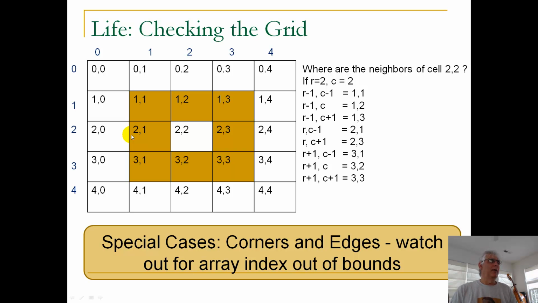So here's a very small 2D array. Is this 4 by 4? No, it's actually 5 by 5. Remember the indices start at 0. So here I have row 0, row 1, row 2, row 3, row 4, and here I have column 0, column 1, column 2, column 3, column 4.